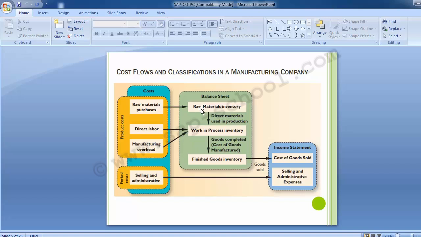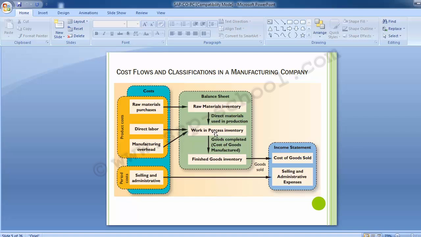When raw materials purchased are used in production, their costs are transferred to the work in progress inventory account as a direct material. So you can see over here the arrow, raw material purchases value flows to the raw material inventory account, and when the raw material is used for further processing or manufacturing purposes, the raw material inventory cost moves from the raw material inventory account to the work in progress inventory account. So this is where the direct material is used in the production process. So their costs are transferred to the work in progress inventory account as a direct material.